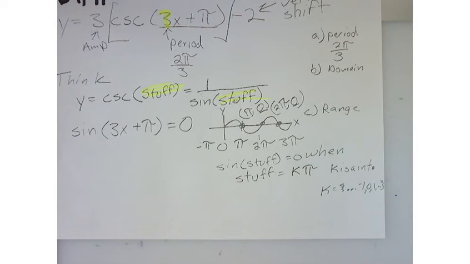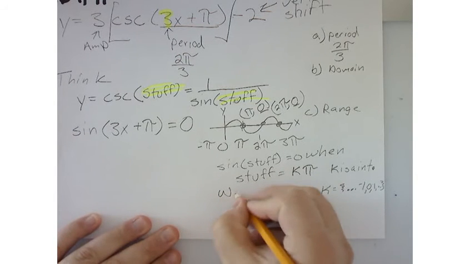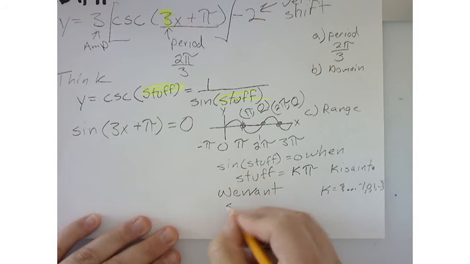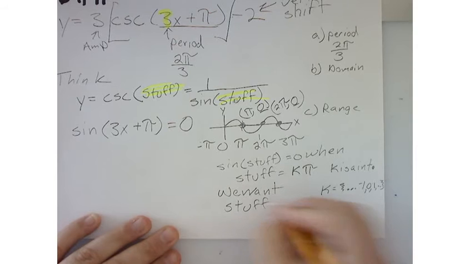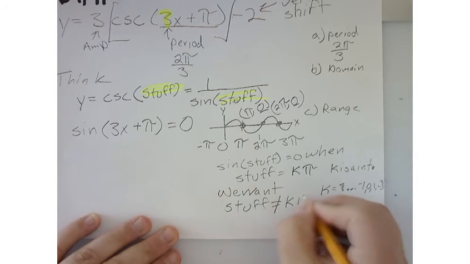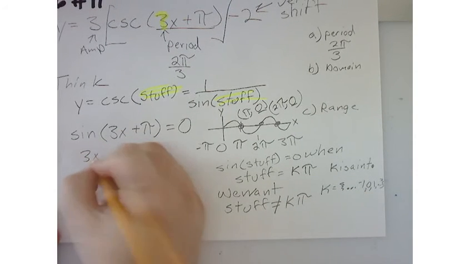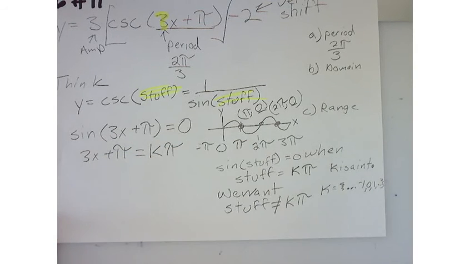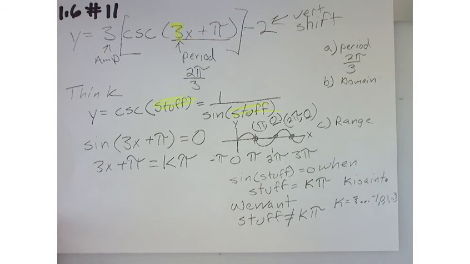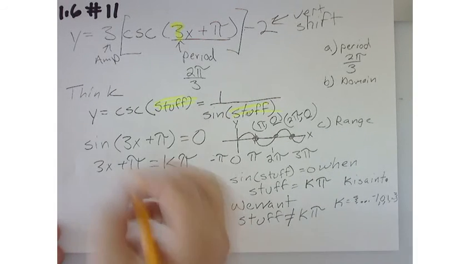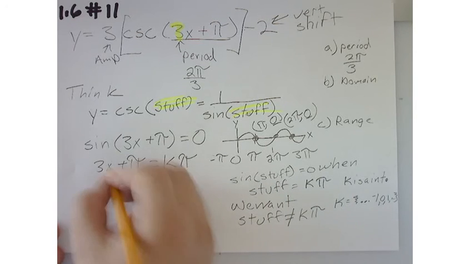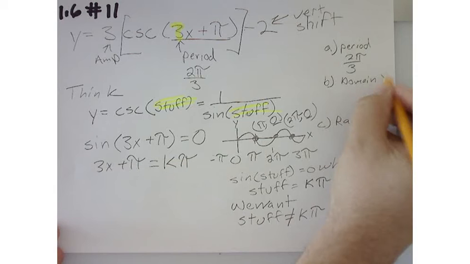But we don't want that. So what we want is the stuff not to equal k pi. In other words, 3x plus pi cannot equal k times pi. And by the way, we're just doing algebra, right? I'm going to try to finish up. I want to solve for x, because that's what our domain is. Our domain focuses on the x.